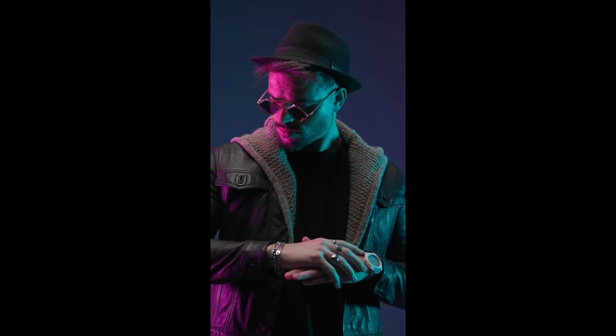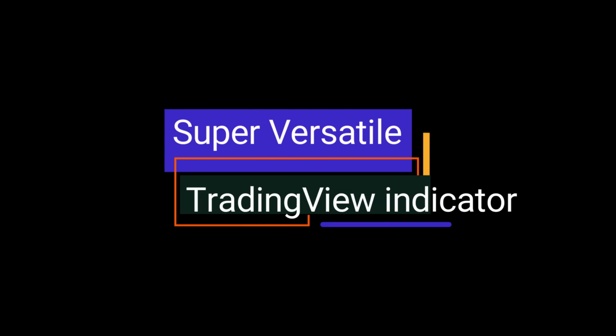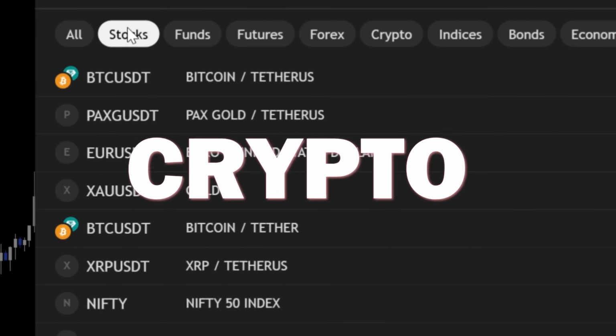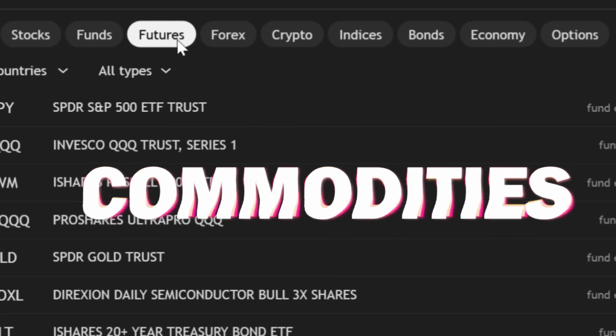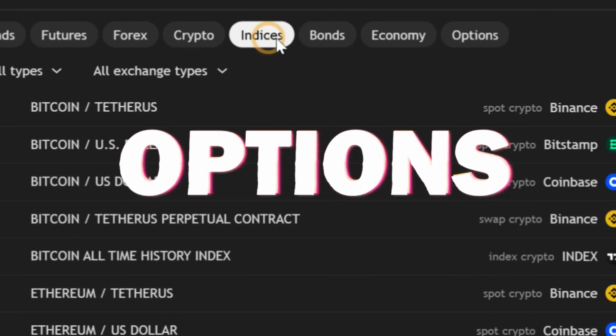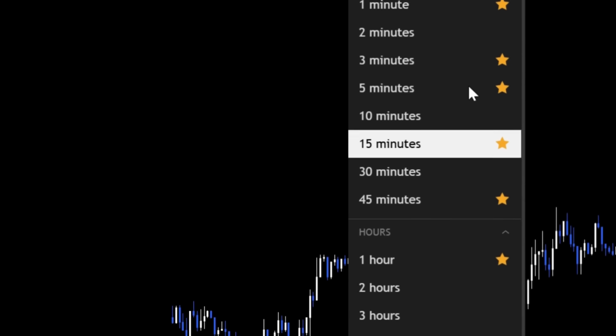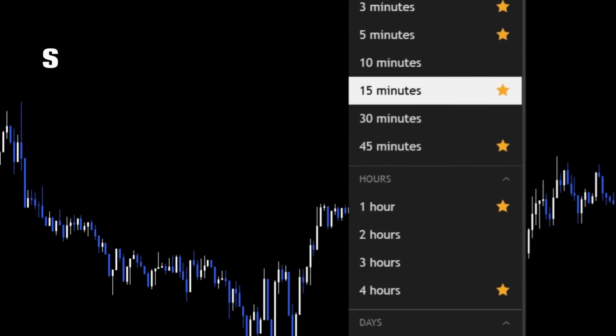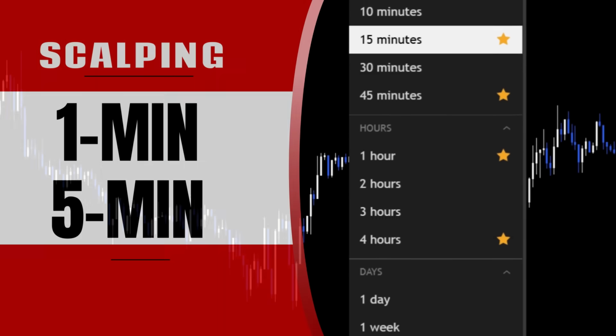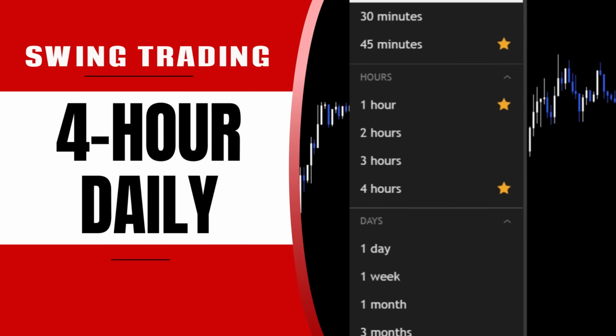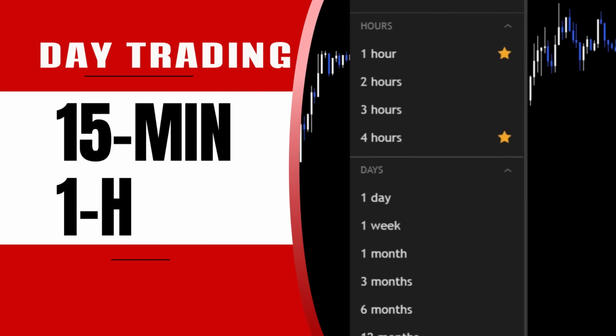But here's the cool part. This TradingView indicator is super versatile. Anything, crypto, stocks, forex, commodities, even options, doesn't matter. And the time frame, totally up to you. Whether you're into super fast scalping on a 1-minute chart or you prefer daily charts for swing trading or day trading, this thing adjusts.